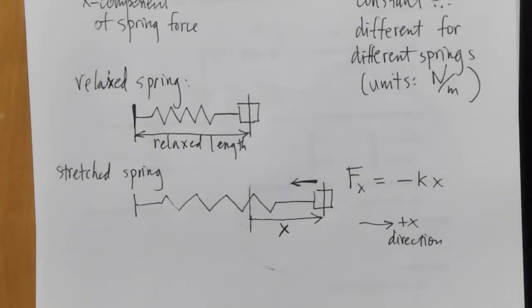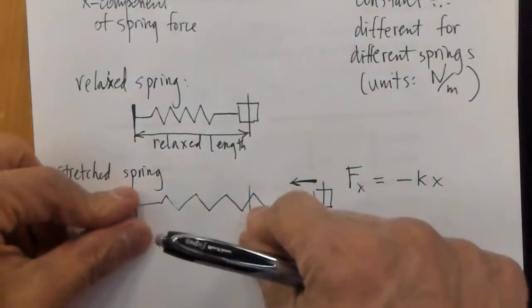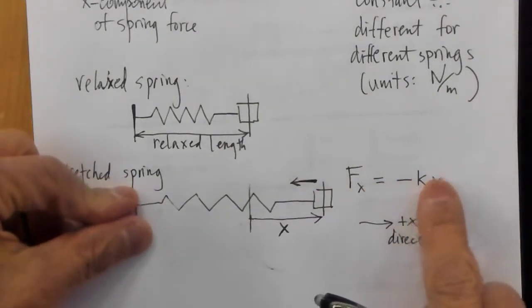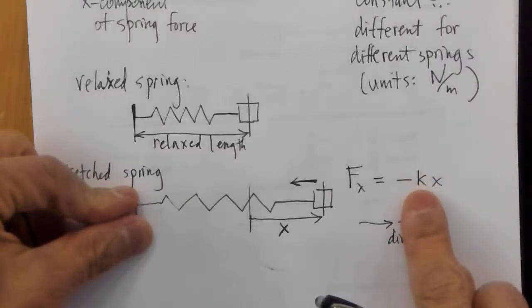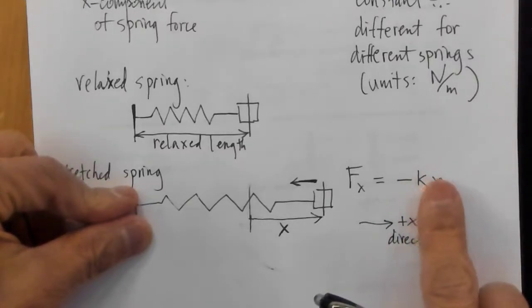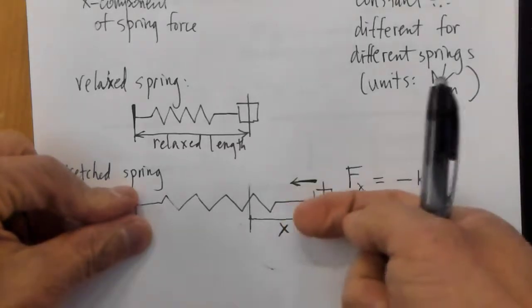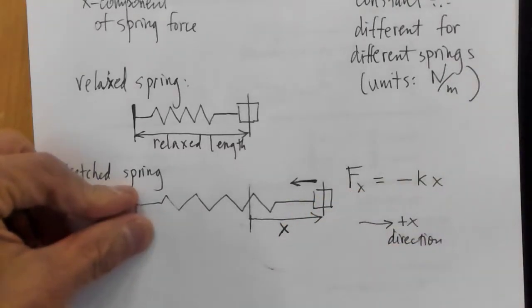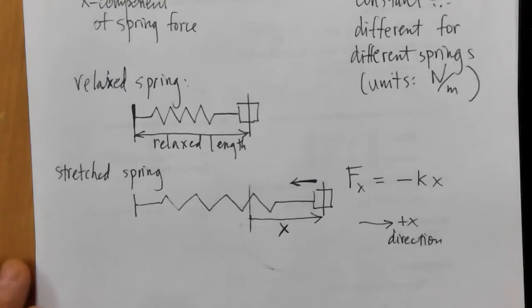Everybody following me on this? So if x is 0, and I don't stretch it at all, then the force is 0. But if I stretch it a lot, then it'll be a very strong force, because it'll be k, the spring constant, times x. And it will go in the negative x direction. It will go back towards the center, or the relaxed position.